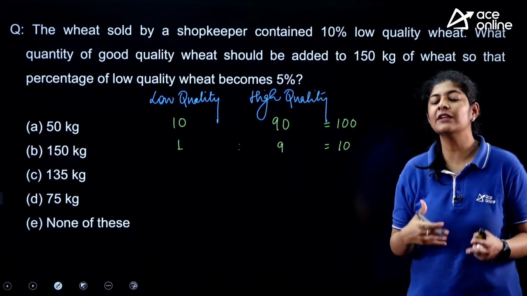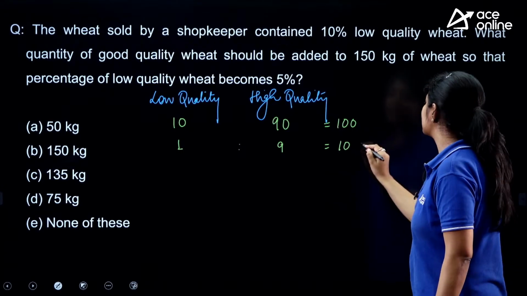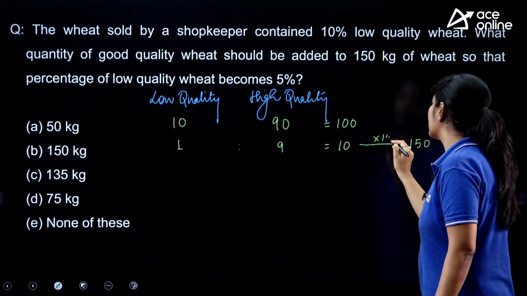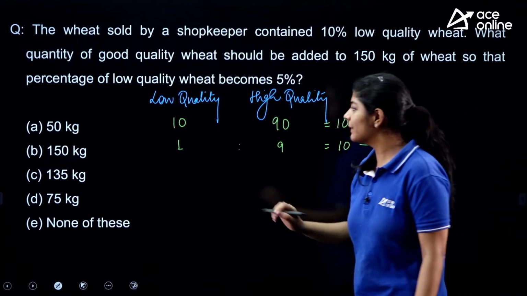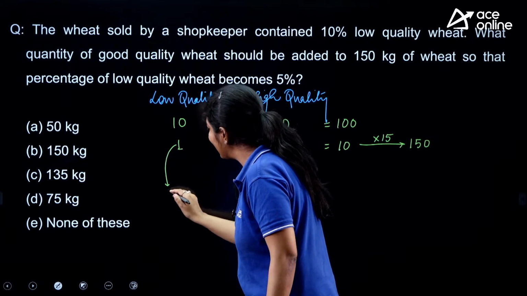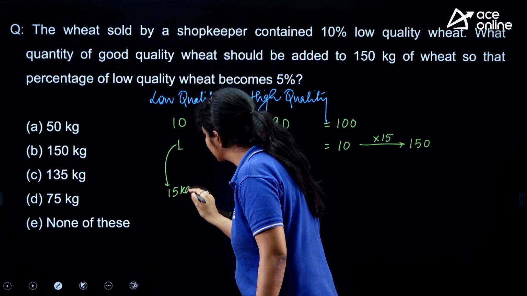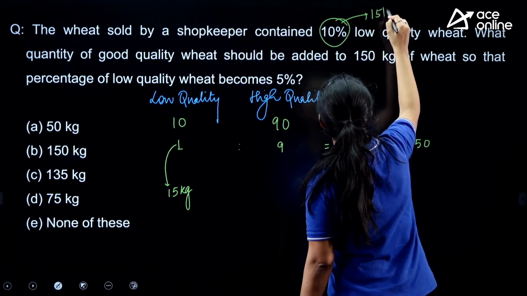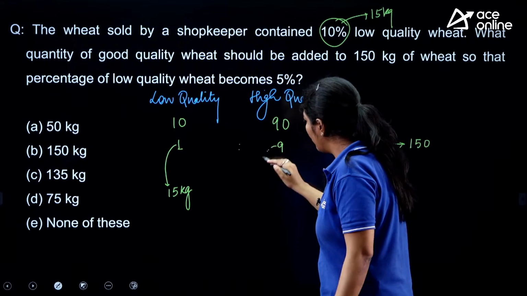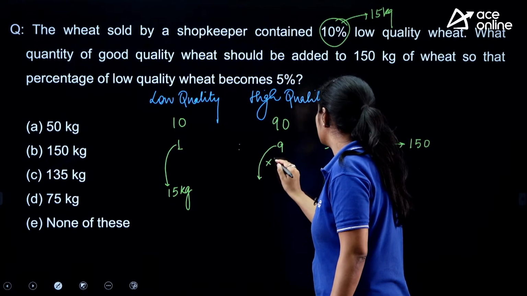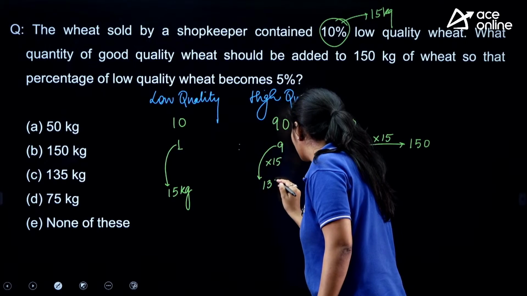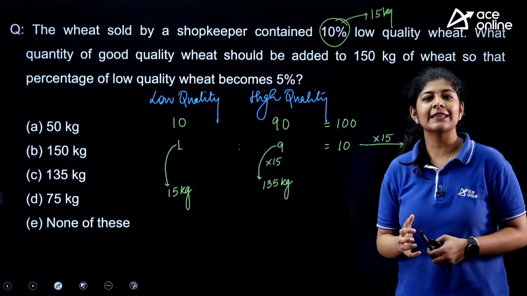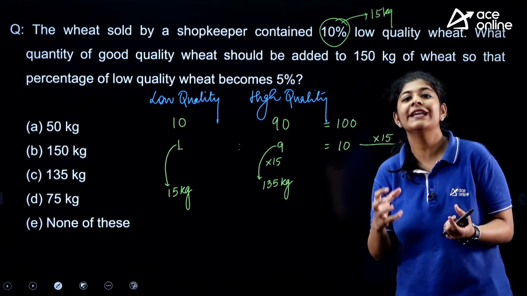But the question is saying that we are mixing it in 150 kg. So the value of this one is 150. That means it is a multiple of 15. So basically the low quality wheat is 15 kgs. The value of this 10% is nothing but 15 kgs, right? And the value of this one is again a multiple of 15, that means 135 kgs of good quality wheat.